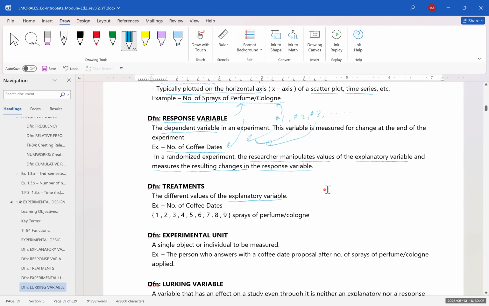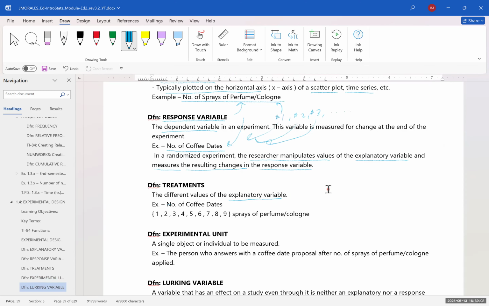So actually here, I got it wrong. It shouldn't be the number of coffee dates, right? Because number of coffee dates wasn't my explanatory variable. In which case, it would have been number of spritzes. So the treatment would have been number of spritzes of perfume or cologne. Okay, I got it right here. That should not be there.